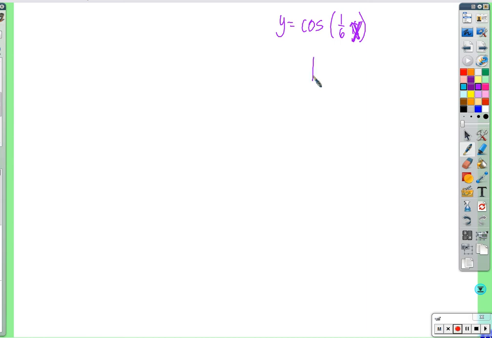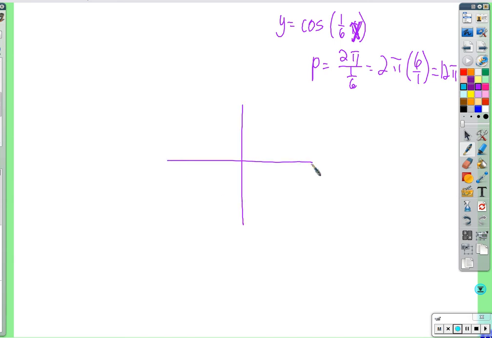No, 1/6. Period equals 2 pi over b. 2 pi times the reciprocal, it's 6 over 1, 12 pi. So if I draw my own graph, and just set my axes and then put the marks wherever I want them to be. So it's the cosine.